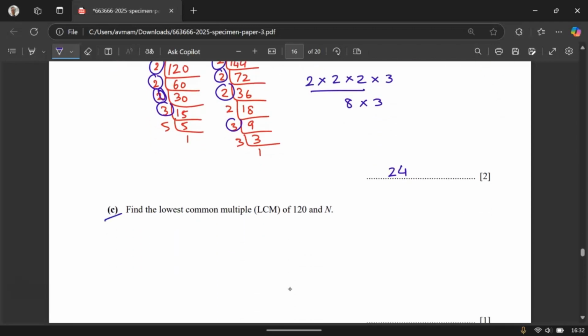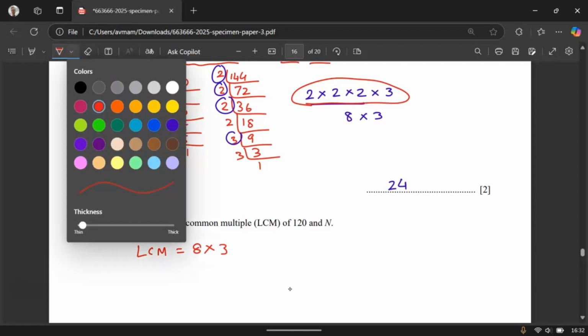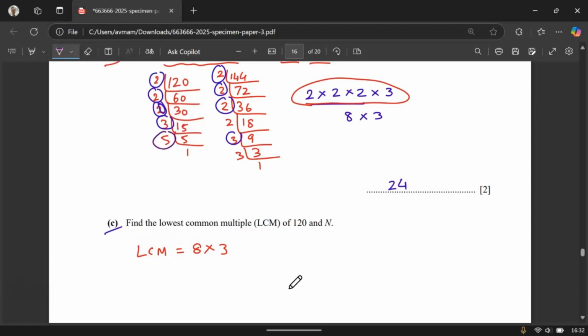In part C, it says find the lowest common multiple of 120 and n. We can take the answer from part B. This is all that we have for the HCF. For LCM, we will take all of those, and that is 8 times 3. And then we will take all of those that are not common: 5, 2, and 3. So we need to multiply those times 5 times 2 and times 3.